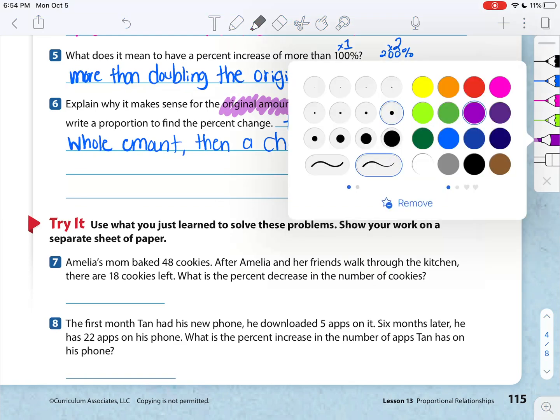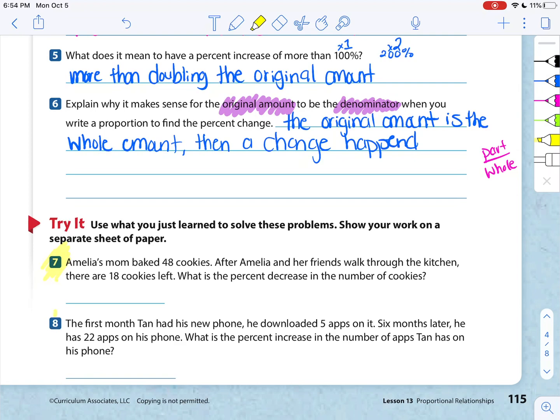Go ahead and highlight number 7 and number 8.